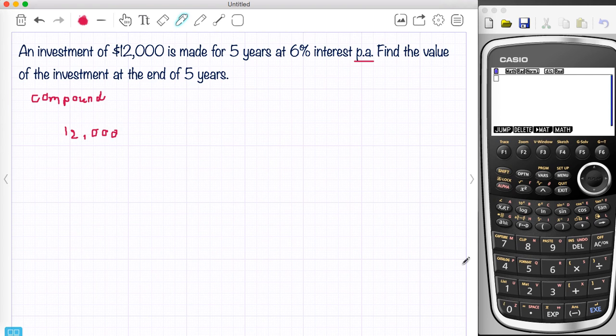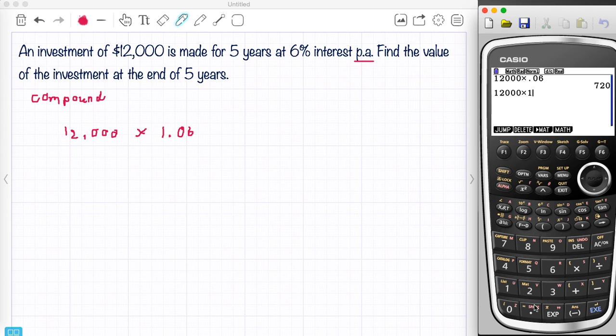So I could work out 6% of 12,000, which is 12,000 times 0.06, and add that 720 interest onto the 12,000, but it's much easier to do a calculation of 12,000 times 1.06. Now that will actually tell me the investment and the interest that's in the bank at the end of 1 year.